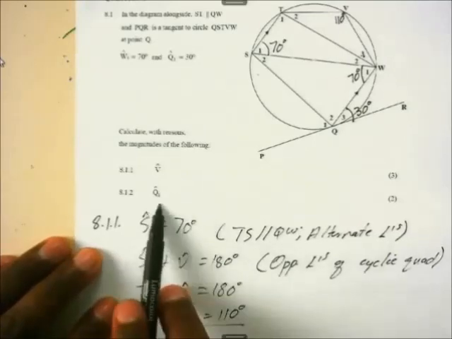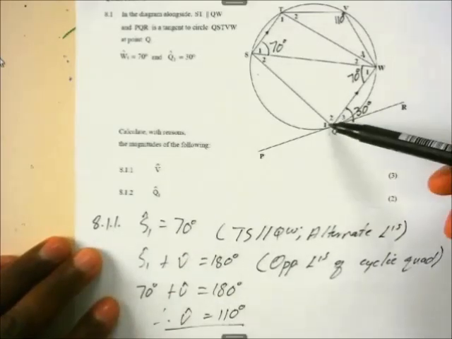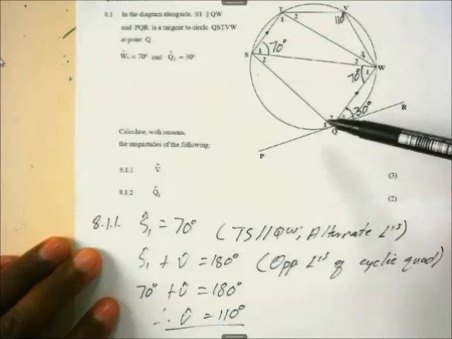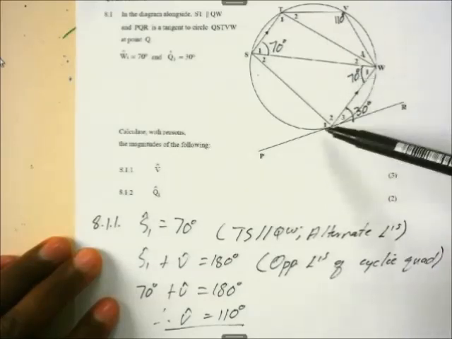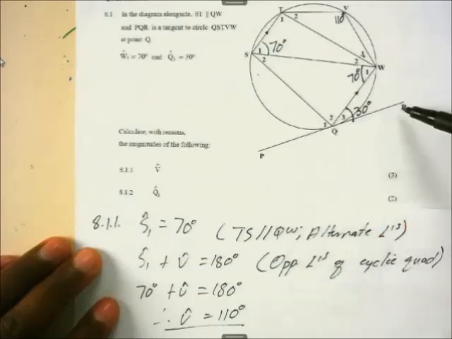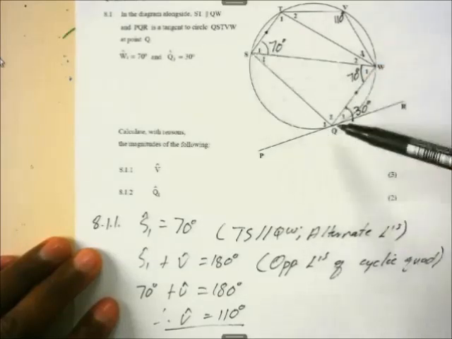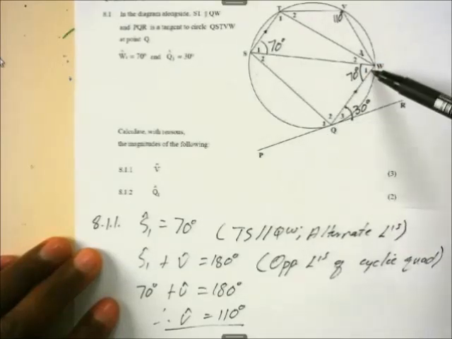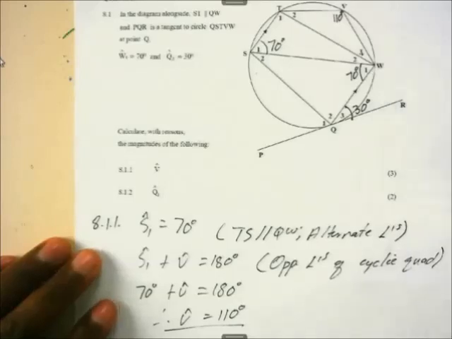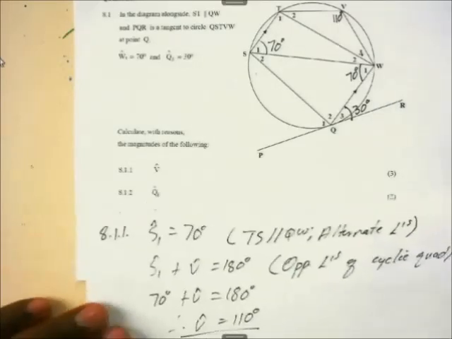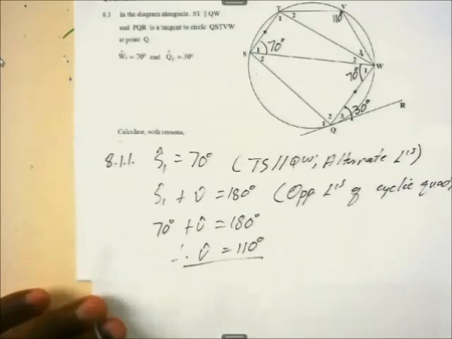8.1.2, determine Q1. Where is Q1? Here is Q1. How can we relate Q1 to any of the angles that we know? Check Q1. Remember, PQR is a tangent. If PQR is a tangent, Q1 becomes an angle between a tangent and a chord, and W1 becomes an angle in the alternate segment.